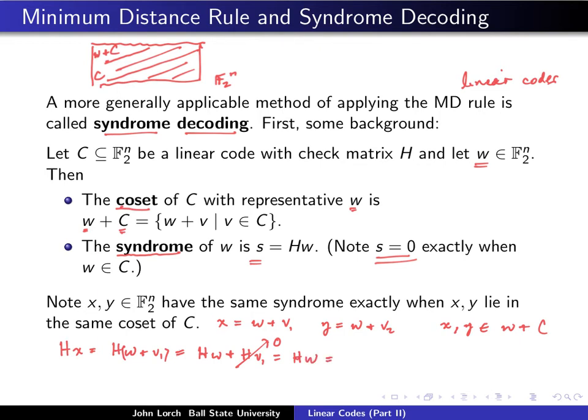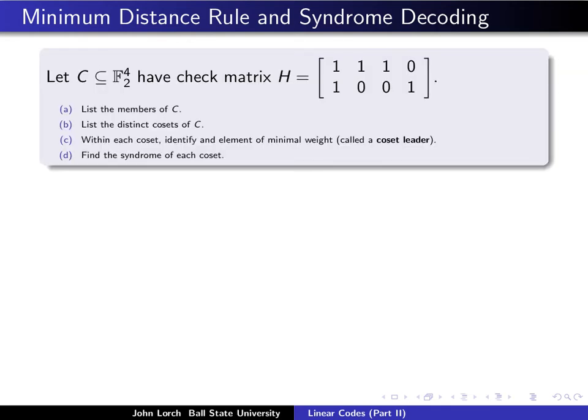But remember, V2 is also a code word. So H times V2 is 0. Right, I'm just adding that on there because H times V2 is 0. And then again, that's H of W plus V2, which is H of Y. Right, so H of X and H of Y are identical, which is tantamount to saying they have the same syndrome. So we'll test our knowledge of this new terminology by doing an example.